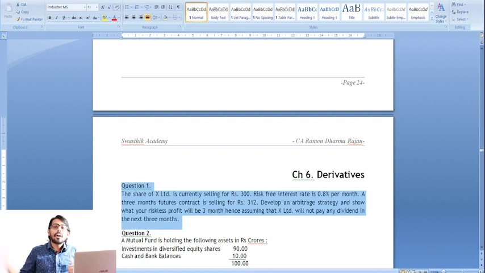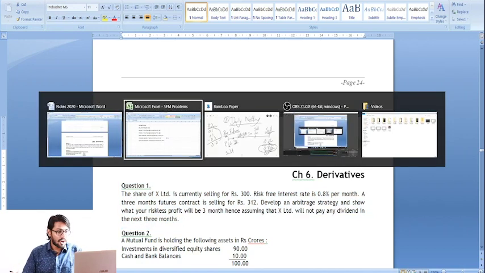When the market price is not equal to fair future price, you will have arbitrage. What is the use of futures? Arbitrage is one use. Second use is hedging. Hedging, we had a long discussion.